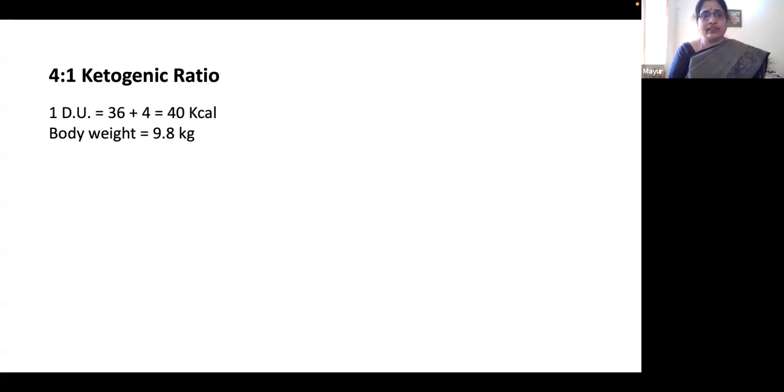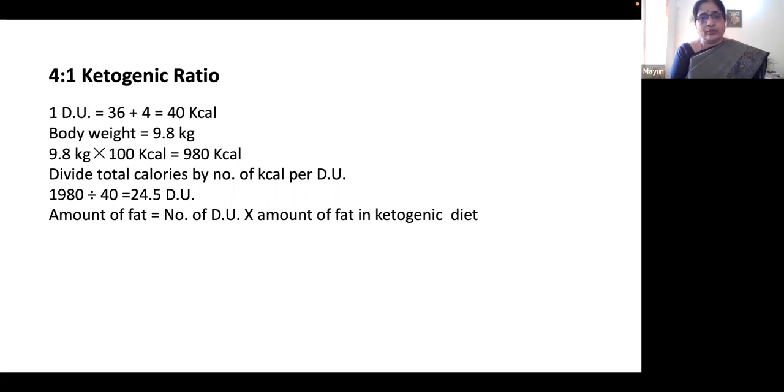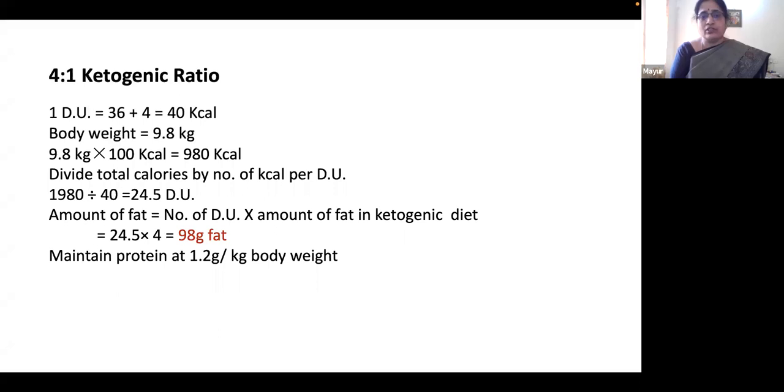In 4:1, definitely there will be 40 kilocalories per dietary unit. The calorie intake remains the same, but if 4:1 is followed for a longer time, the fat content will be more, and the 4:1 ratio is suitable for children above 5 years. But sometimes, as per the referral doctor, we would do it in a case where there is no ketosis, even within 2 years.